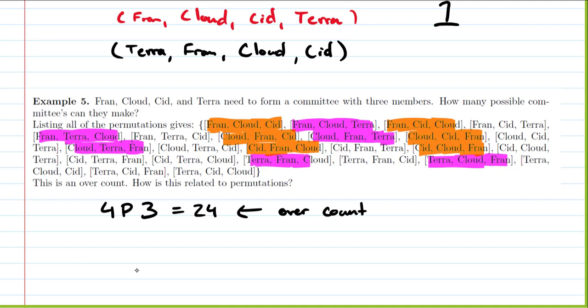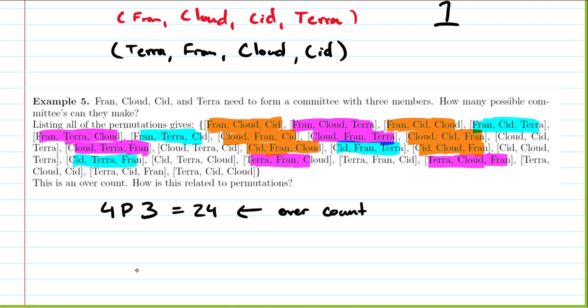How many things did we end up highlighting? 6. All right, let's keep going. If we go a Fran, Sid, and a Tara, we have a Fran, Tara, Sid. Cloud, Sid, Tara. So that's a no. Cloud, Tara, Sid, no. Sid, Fran, Tara, that's a yes. Sid, Cloud, Tara, no. Sid, Tara, Fran, that's a yes.